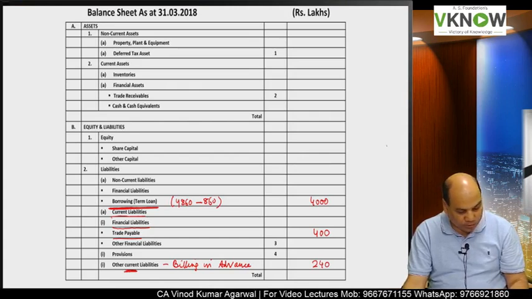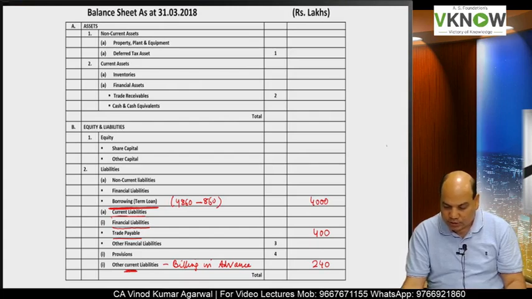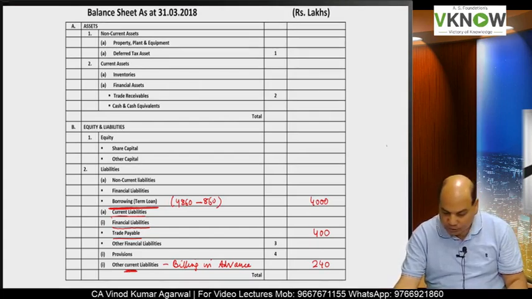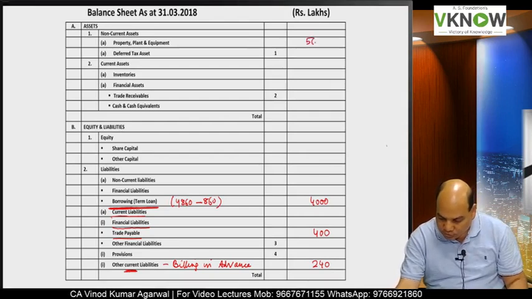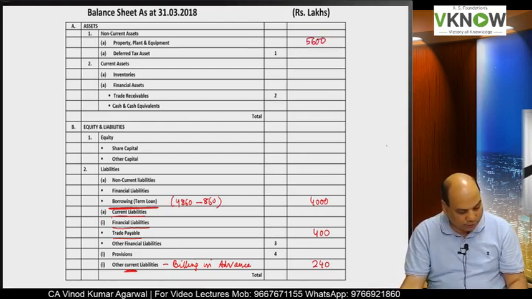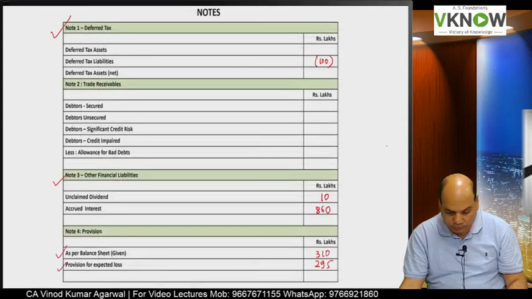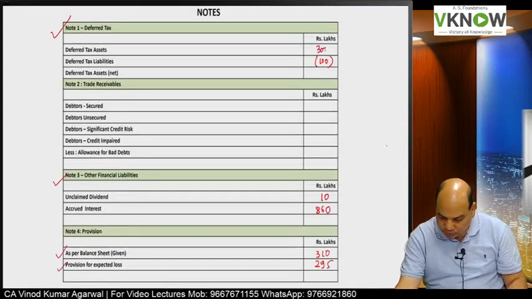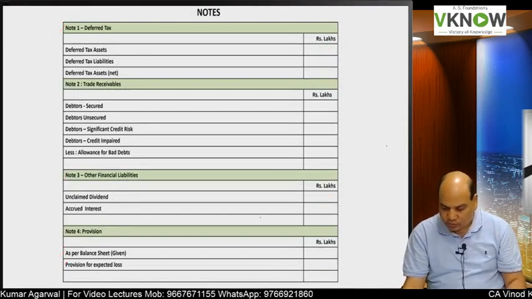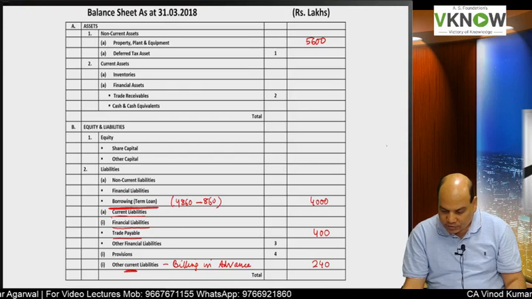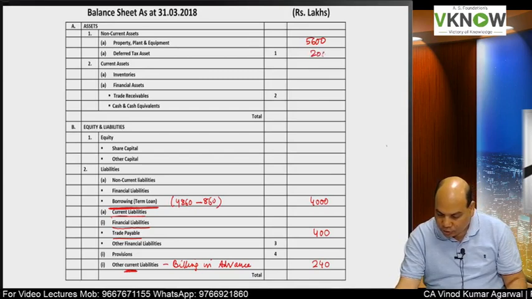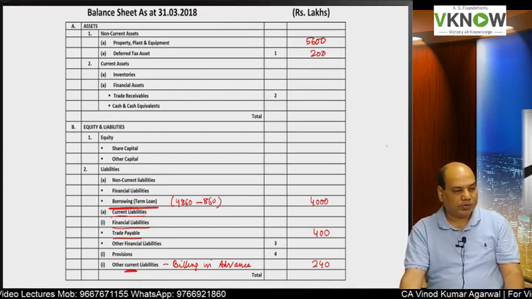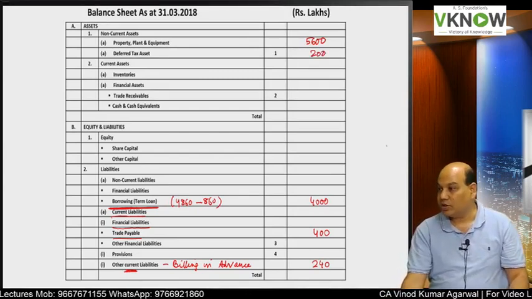Asset side, property, plant, equipment. Do we have any adjustment? No. Asset side in our answer balance sheet, PPE 5600. Then deferred tax asset, we have a note number 1, 300. So net deferred tax asset is how much? 200. Come to balance sheet. Asset side, non-current asset. Deferred tax asset will always be non-current because it involves lot of judgment.